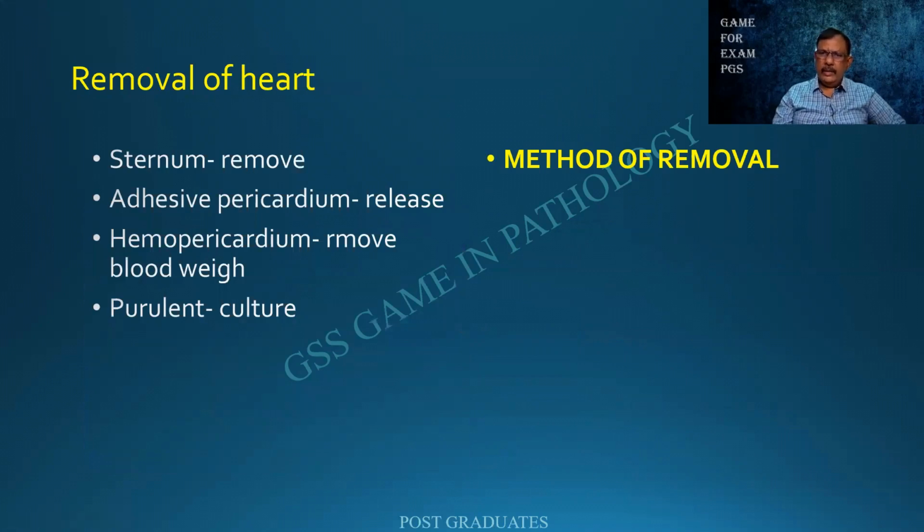How do you remove the heart at autopsy? First, the sternum is removed because the heart is substernal in location. If there is going to be an adhesive pericardium, the adhesions are released. And if there is going to be a hemopericardium, you will have to remove the blood and then weigh it. If it is going to be purulent material, it has to be sent for culture. These are of extreme importance for us to make a diagnosis.